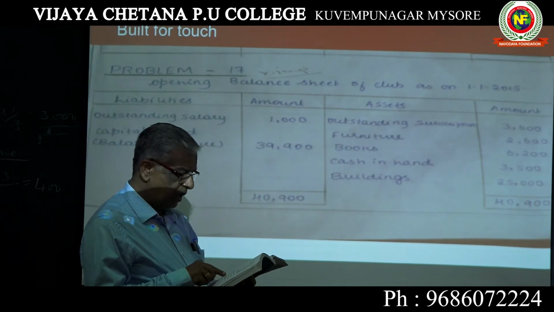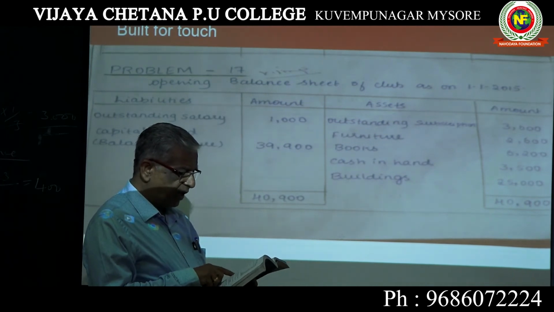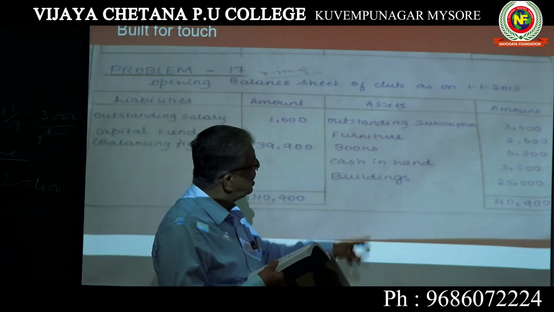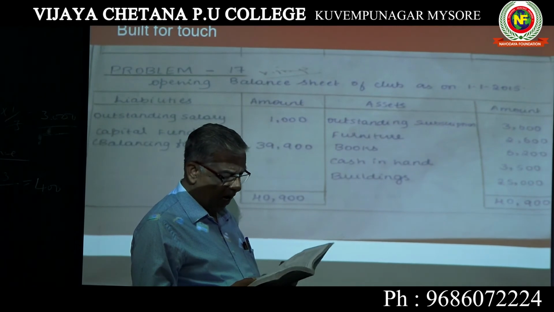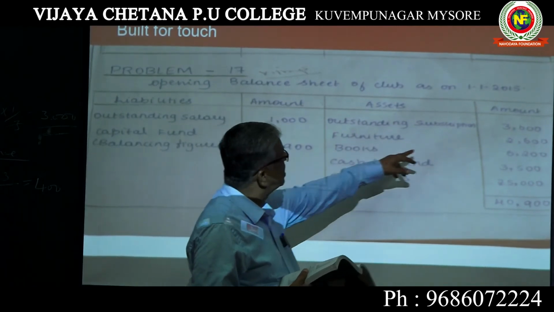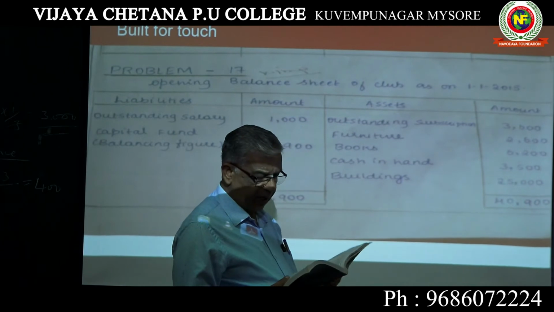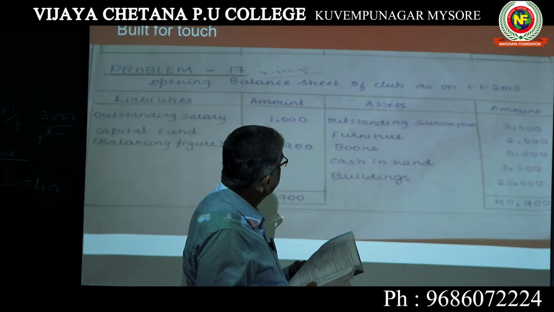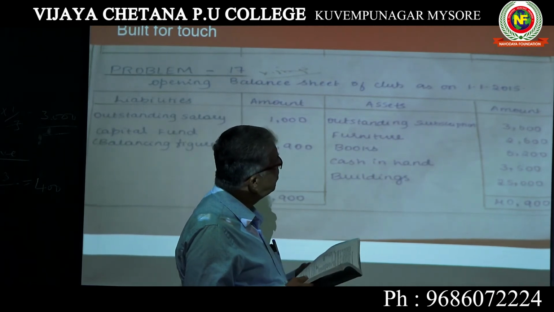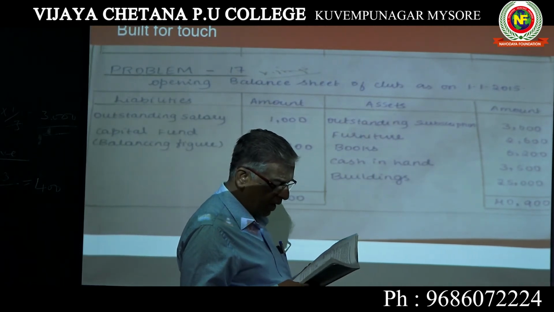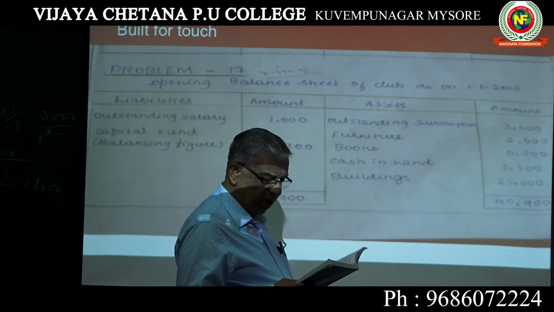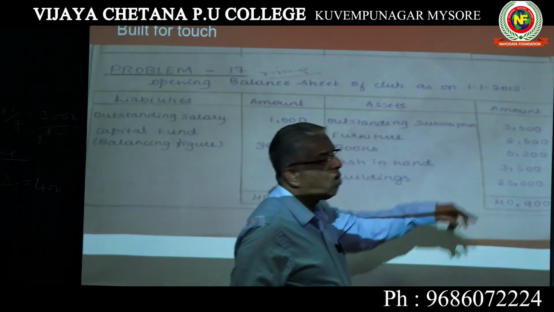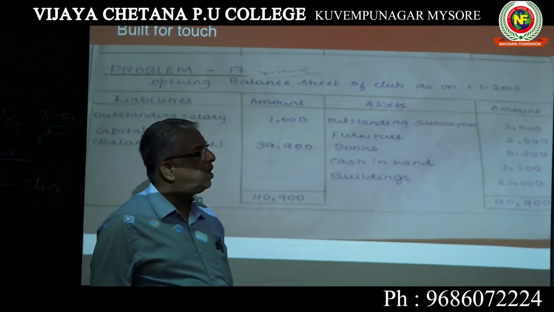Furniture. On January 1st, 2013, the club owned land and building 25,000, and furniture 2,600, and then other items: cash in hand, books 6,200. He has given the books also, so books is 6,200. These are all the assets, as you know, the opening values of assets.